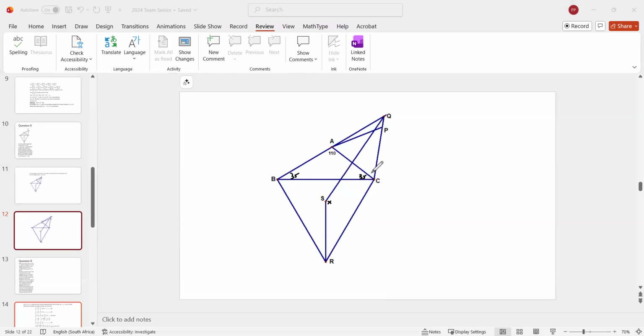Okay, what else do we know? We know that these angles are 60 degrees. Now, look, first let's just look at QSR. What do we know about QSR? It is one of the angles of a quadrilateral in this picture here, SQCR.